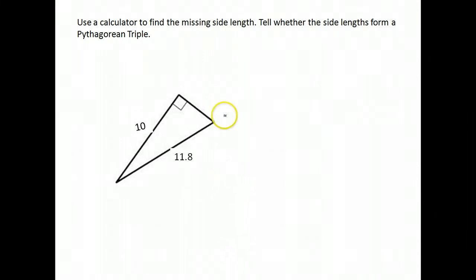Okay, same type of problem. We start with our Pythagorean theorem. Put in the numbers that we know. Well, we have one leg that's 10. The other leg we don't know, so we're just going to leave it as b. And the hypotenuse is 11.8.